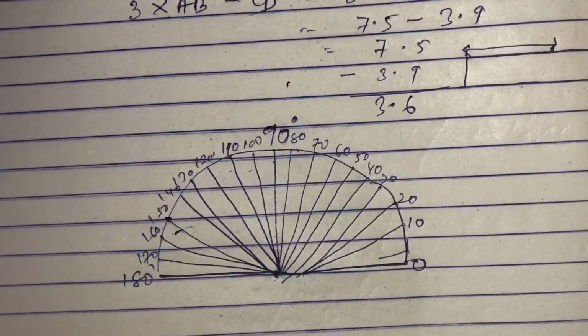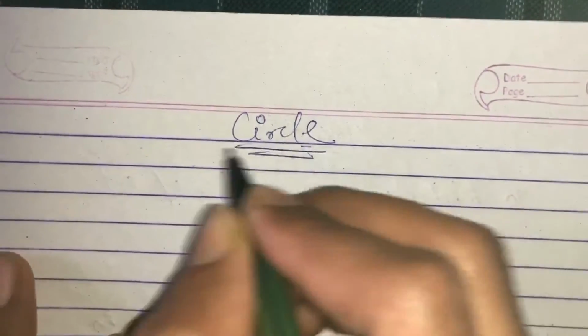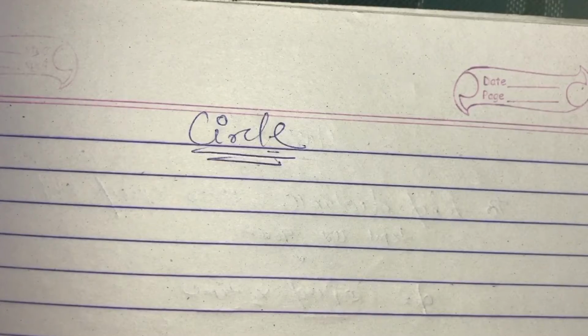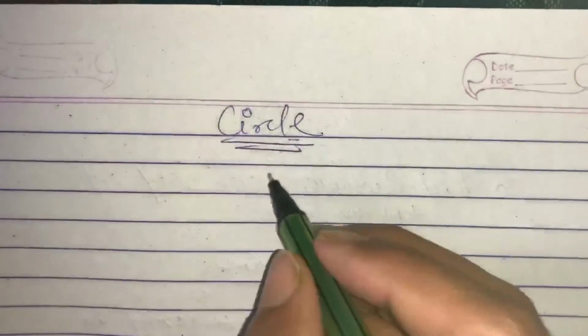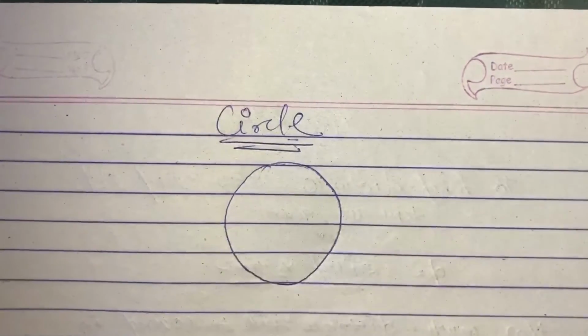Now come to the circle part. Now we will read about the circle part. Then you know that the circle, in this way you can draw a circle. This is a circle.